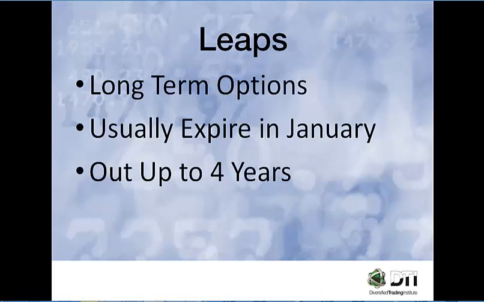Finally, LEAPS are long-term options. They usually expire in January, and they go out up to about 4 years. In other words, if you are trading currently in November of 2013, and you think that IBM's going to get up to $250 per share by the end of 2014, you can go out and buy the January 2015 $250 call, and that gives you a little over a year to hold on to that call option.